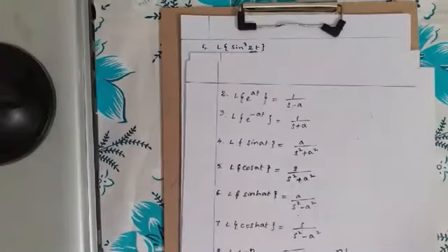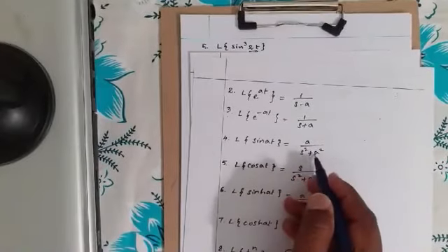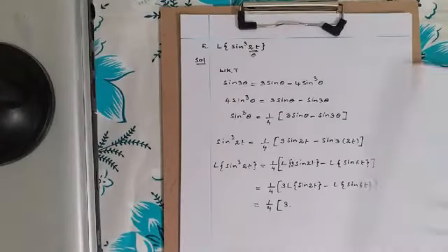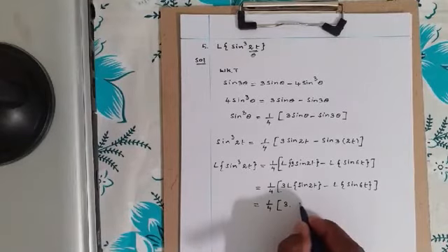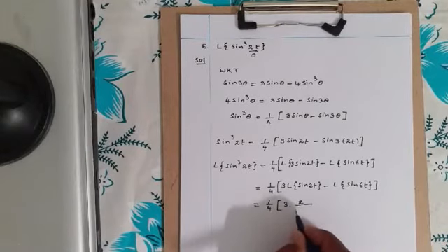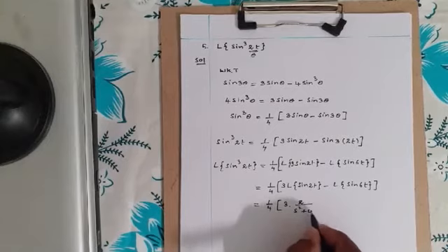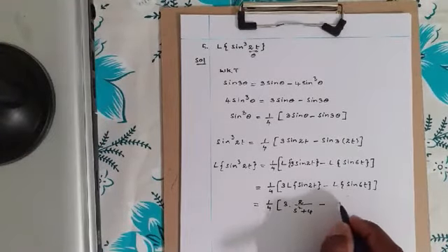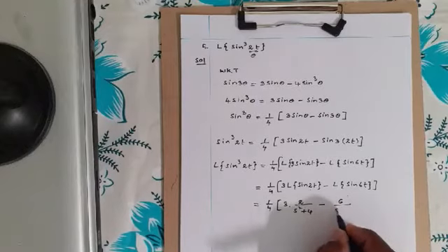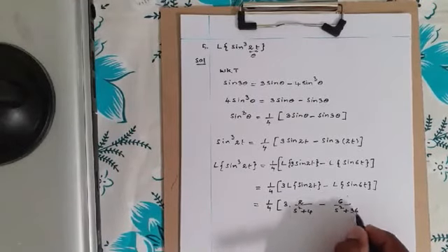This is the formula we have. L of sin at is a by s square plus a square. So if you apply the formula, a is nothing but 2 here, so 2 upon s square plus 4, minus, again here's L of sin at, that becomes 6 upon s square plus 36.